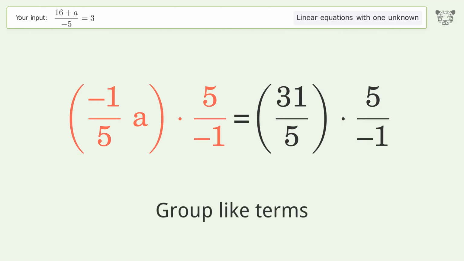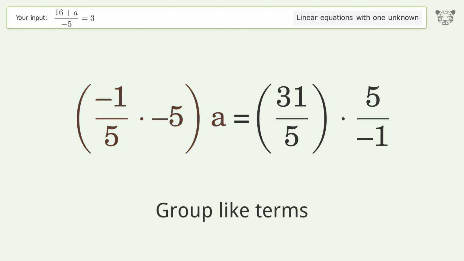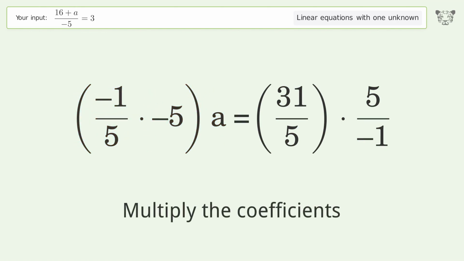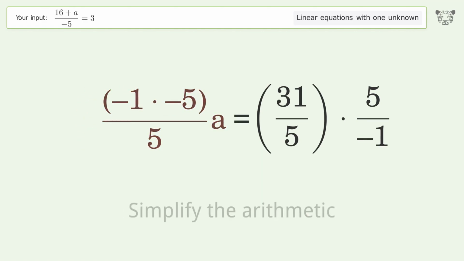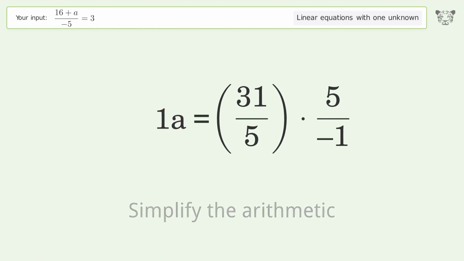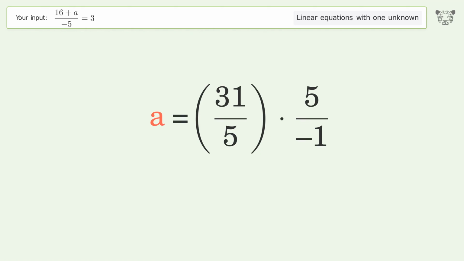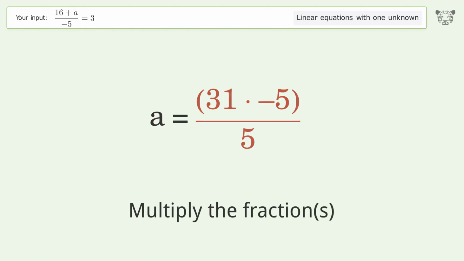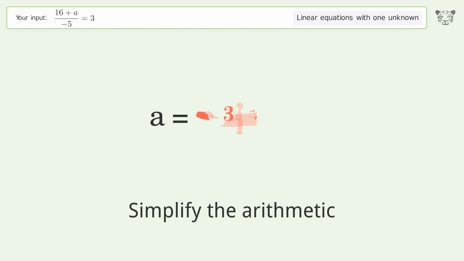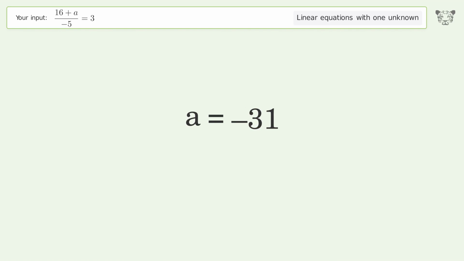Group like terms. Multiply the coefficients. Simplify the arithmetic. Multiply the fractions. Simplify the arithmetic. And so the final result is a equals -31.